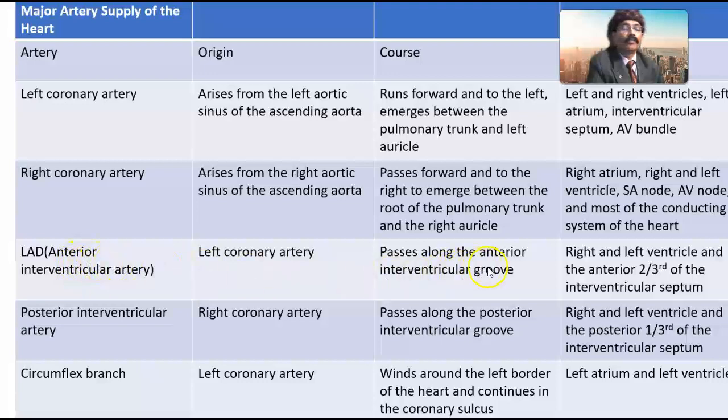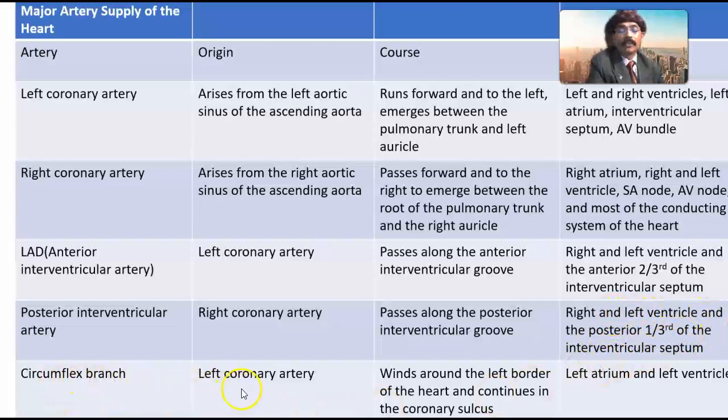The LAD means the anterior interventricular artery. It is a branch of the left coronary artery. It supplies the right and left ventricles and the anterior two-thirds of the interventricular septum. The posterior interventricular artery supplies the right and left ventricle and the posterior one-third of the interventricular septum.